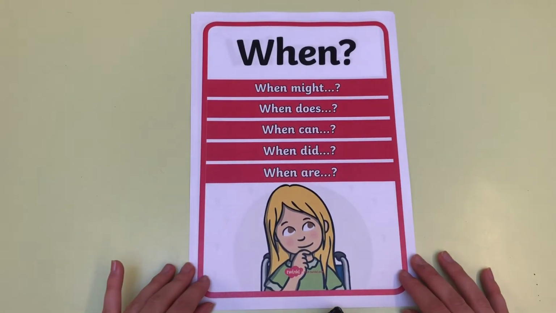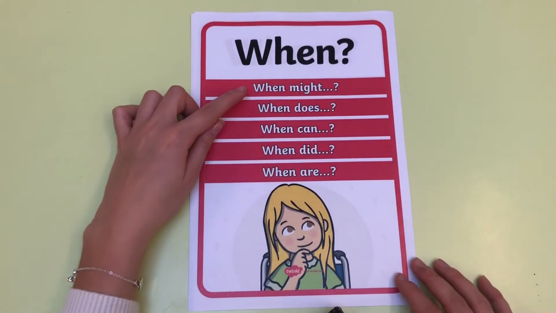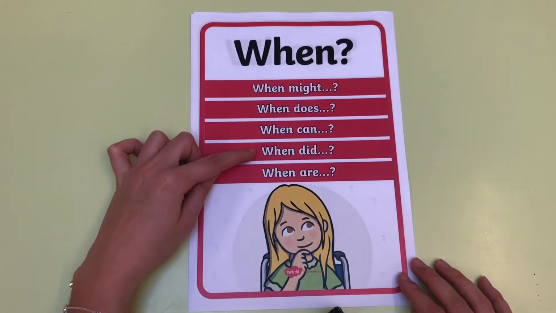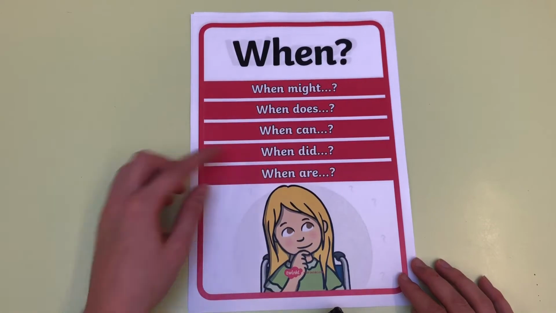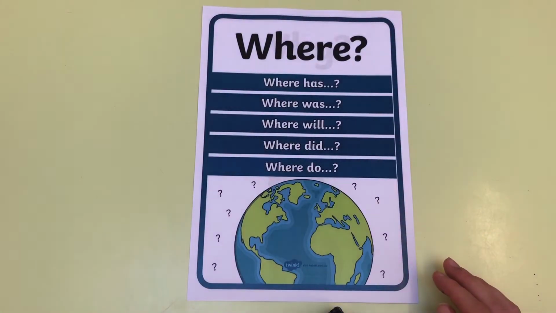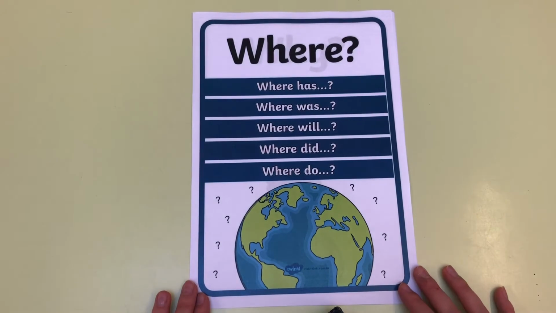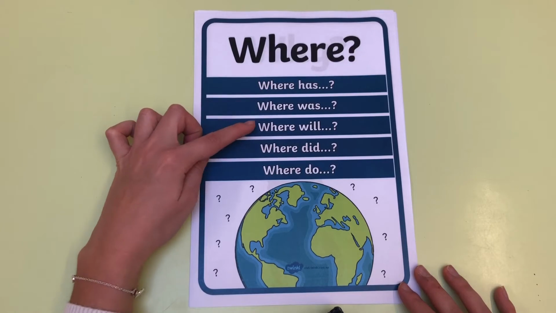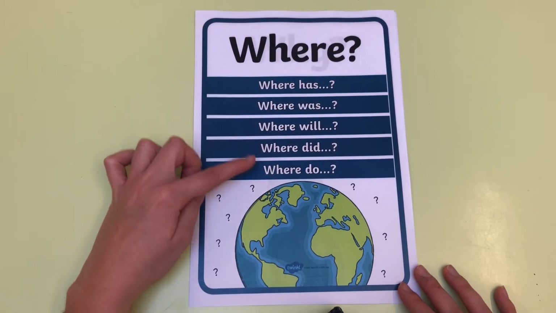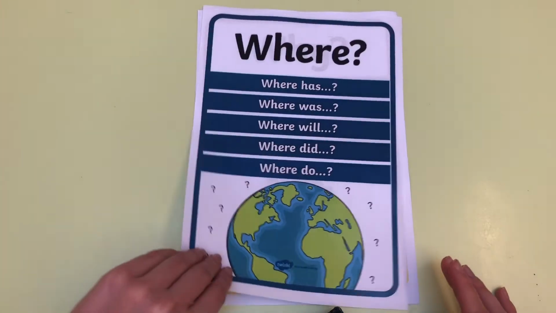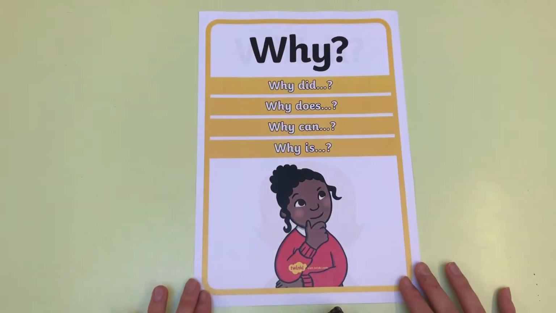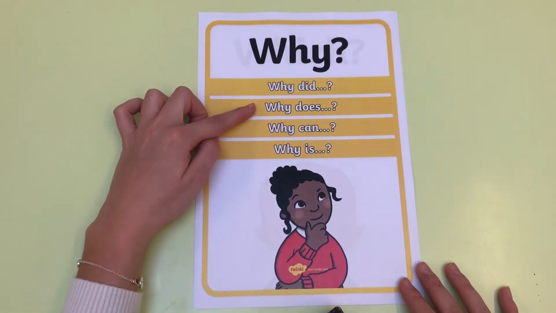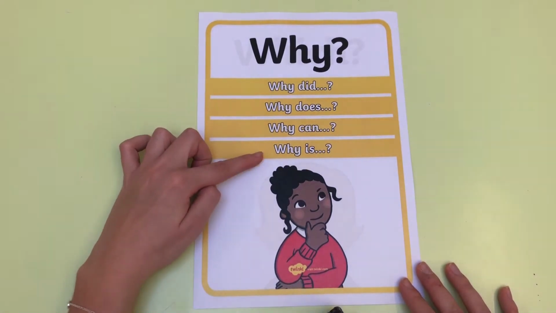If I wanted to start my sentence with when, I might start with when might, when does, when can, when did, when are. If I wanted to start my question sentence with where, I might start with where has, where was, where will, where did, where do. If I wanted to ask why, I might say why did, why does, why can, why is.